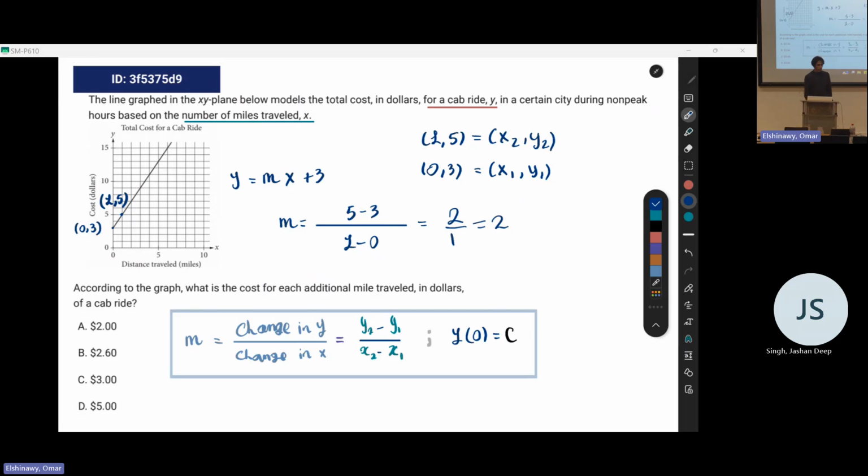So with each mile you pay $2 more. Do you think that's fair? What is it? $2 per mile. You think that's fair? I don't know. Seems like a lot.